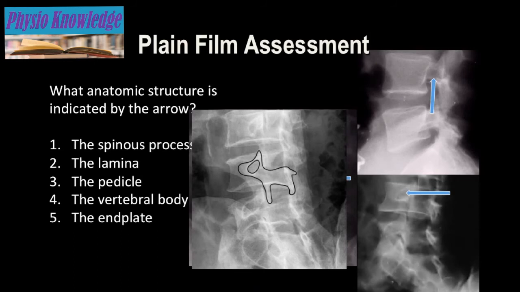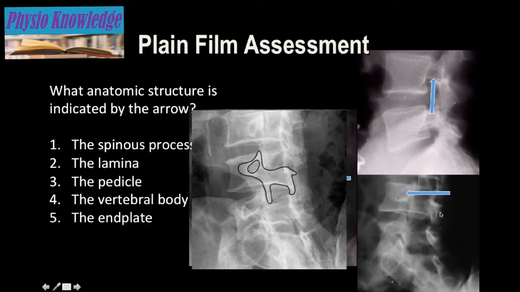So plain film assessment, we covered the alignment. The other thing I wanted to cover with you is the Scotty dog, which is an anatomical reference or a schematic dog that we can imagine as we look mainly in an oblique view of the spine. In this case, we're looking at a lumbar spine, and the Scotty dog is a good anatomical reference. So we'll go over the Scotty dog in a minute, but I wanted you to be aware and see if you can identify it here.